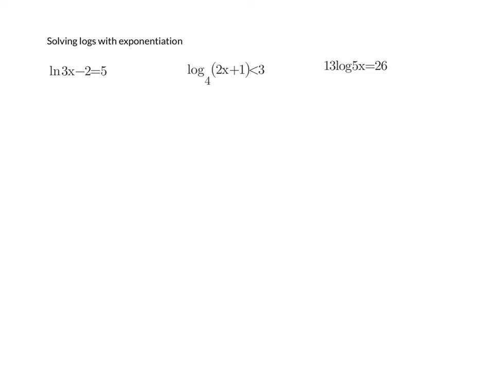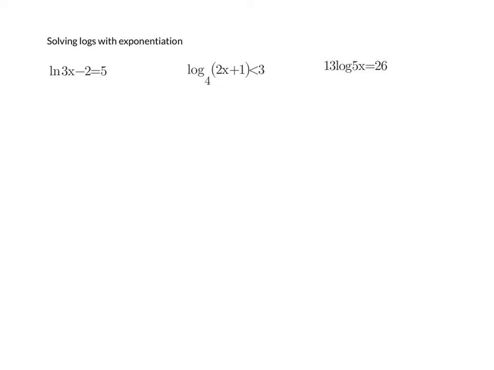Solving logs with exponentiation. When we're solving logs by exponentiation, that's like the verb to make it an exponent. So we're making the ln 3x and the 5, we're making them the exponents of the same base. And that base is chosen wisely. For ln, that's log base e, so we're going to exponentiate with an e. For log base 4, we're going to want to use a 4. That way the 4 and the log 4 cancel and we just get 2x plus 1 on that side.